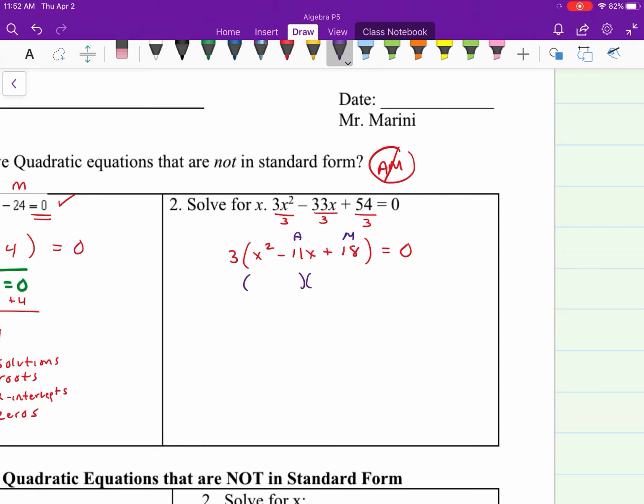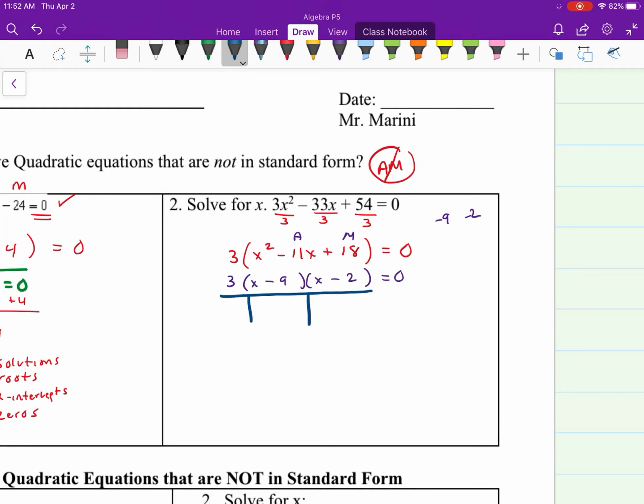And now what I have here is a trinomial that can be factored with AM. So double parentheses equals 0. Bring down the 3. x squared is x times x. And now I've got to find two numbers that multiply to 18 and add up to negative 11. 18, let's see, 9 times 2 is 18. 9 and 2. And 9 and 2 adds up to 11. But I want them to add up to a negative 11. So I'm going to flip this to be negative 9 and negative 2. That still multiplies to 18, but now it also adds up to negative 11. So negative 9, negative 2.